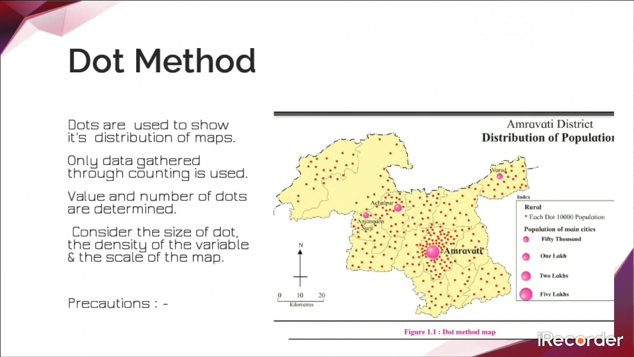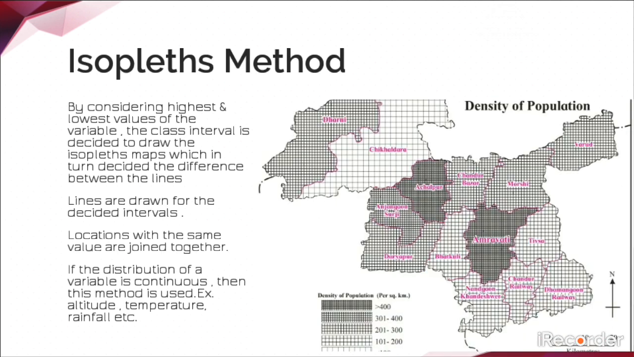Now let's have a look. What is the population of Amravati town? By looking at the map, what do you understand? The population of Amravati town is nearly 5 lakh because the scale clearly shows us. Name the place having a population of 1 lakh on the map. The place having a population of 1 lakh on the map is Achalpur. You can see it clearly, Achalpur.